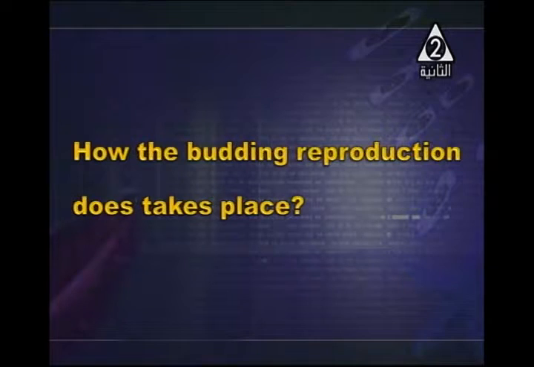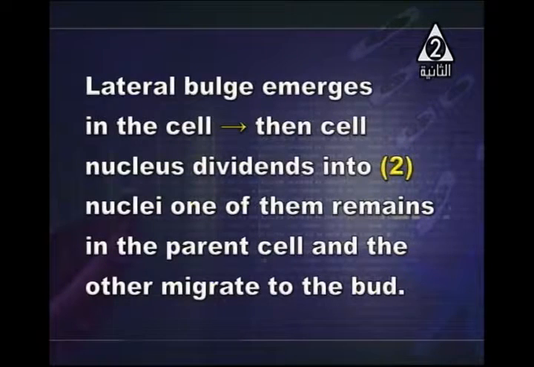How does budding reproduction take place? Firstly, a lateral bulb emerges in the cell. Then the cell nucleus divides into two nuclei. One of them remains in the parent cell and the other migrates to the bud.